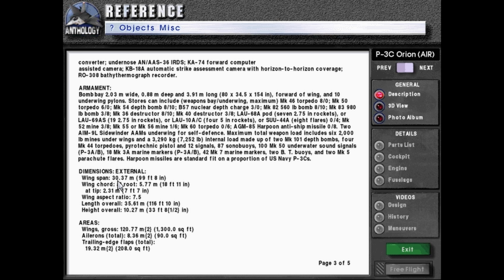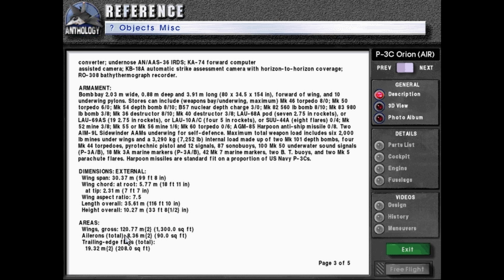Dimensions external: wingspan 30.37 meters or 99 feet 8 inches. Wing chord at root 5.77 meters or 18 feet 11 inches. At tip 2.31 meters or 7 feet 7 inches. Wing aspect ratio 7.5. Length overall 35.61 meters or 116 feet 10 inches. Height overall 10.27 meters or 33 feet 8.5 inches.